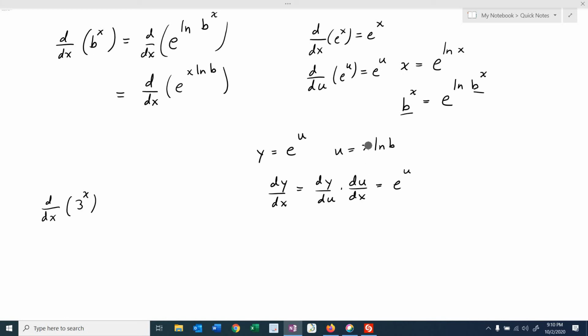And then the inner derivative would be the derivative of this function with respect to x. Since ln of b is simply a constant, right, that's just a number, then the derivative of this is just going to be ln of b. It's no different than if I took the derivative of 5x. The derivative of 5x with respect to x is just 5. So in this case, it's just ln of b. Okay, so then we have our outer derivative times our inner derivative, and let's go ahead and replace the u. The u here is x times the ln of b.